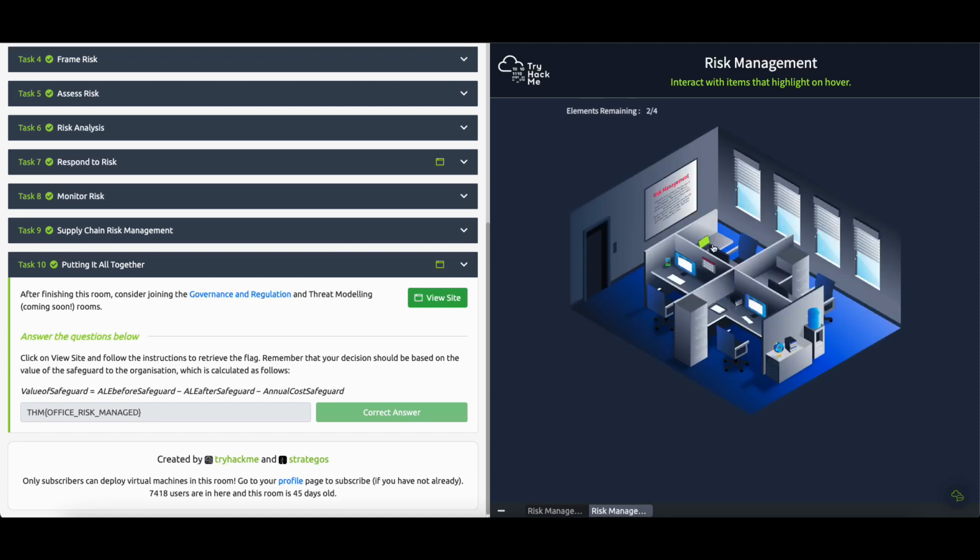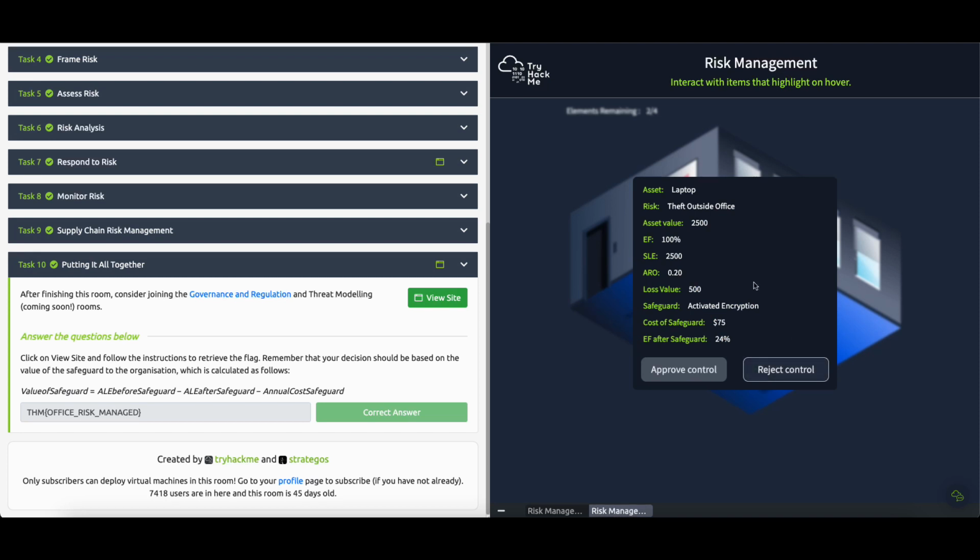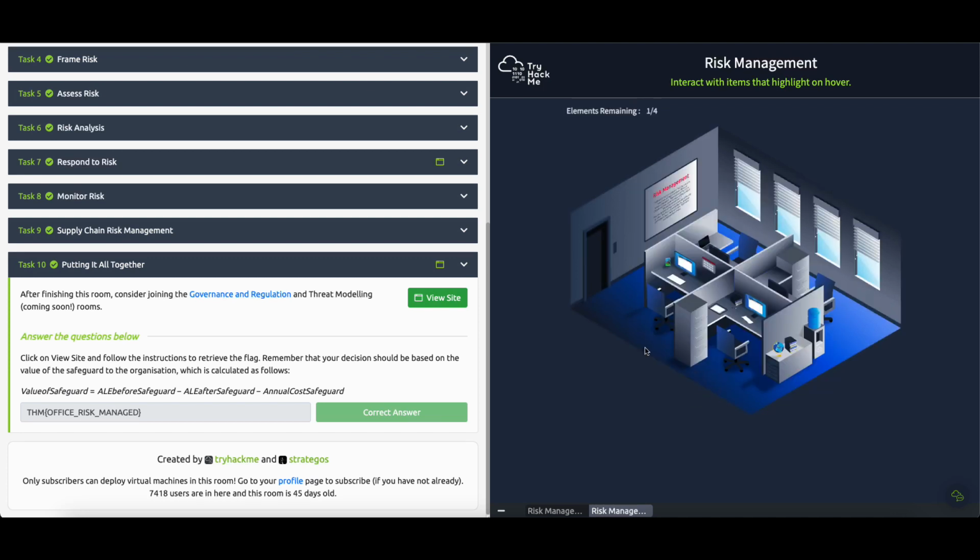and here we have a tablet. Let's click on it. It was a laptop. Okay, the loss value is 500 and cost of safeguard is $75. With the safeguard, we decrease exposure factor, and cost of the safeguard, of course, is cheaper than the loss value before the safeguard. Here also we can approve the control, no problem.